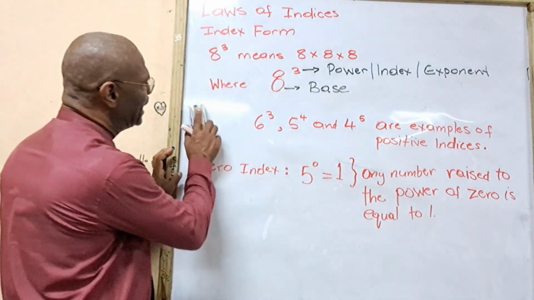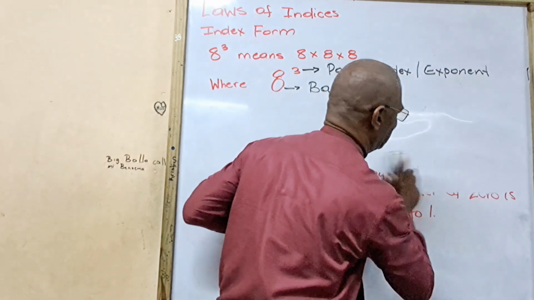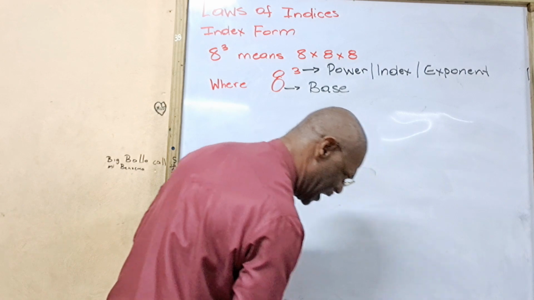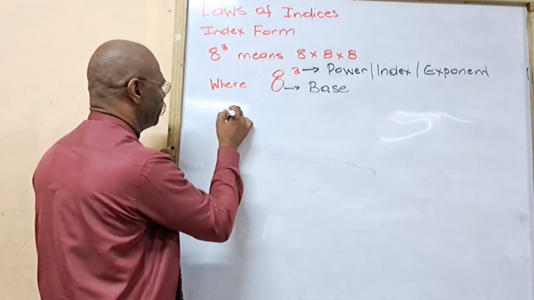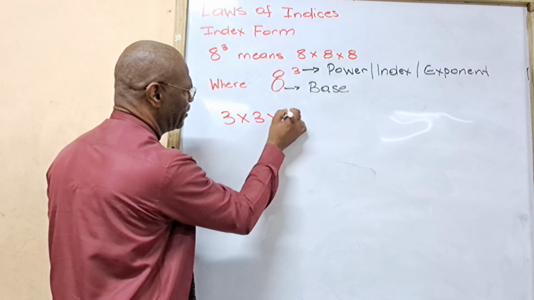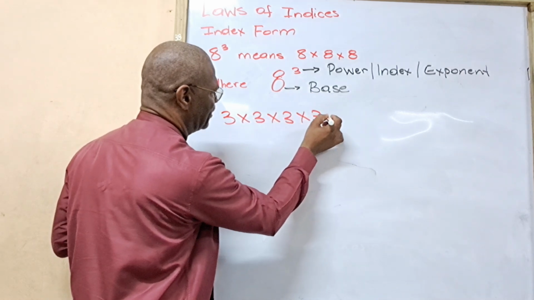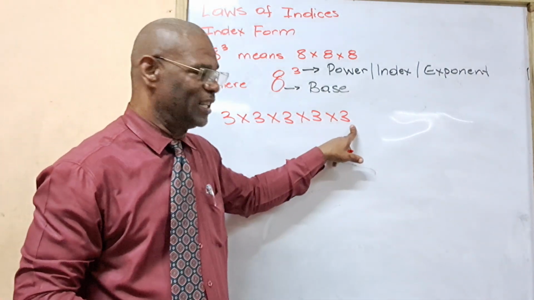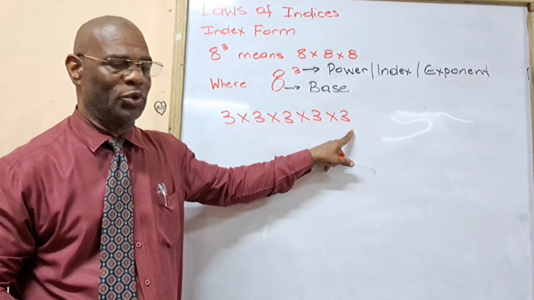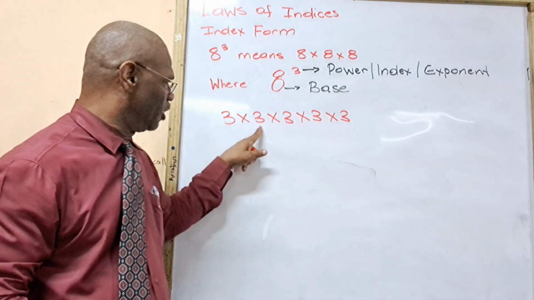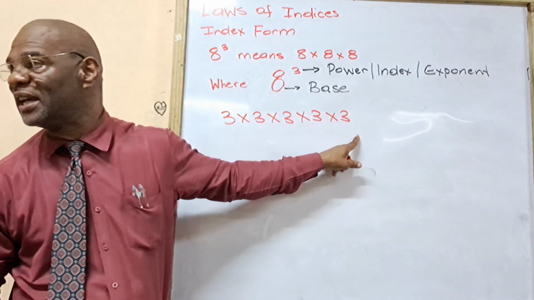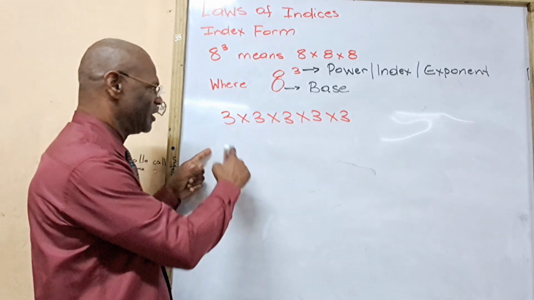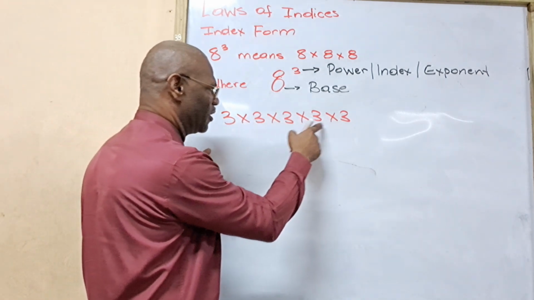Now let's look at something here. Let's say we have 3 times 3 times 3 times 3 times 3. If we want to write this in index form, we count up the number of times we have 3, and we make that the power, or the index, or the exponent. In this case, how many 3's do we have? 1, 2, 3, 4, 5.